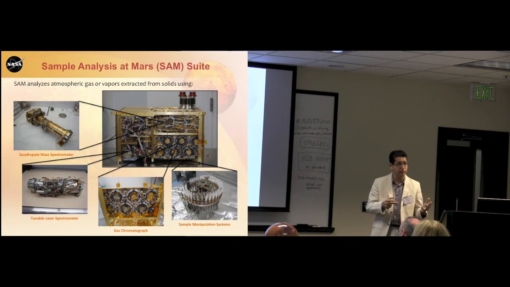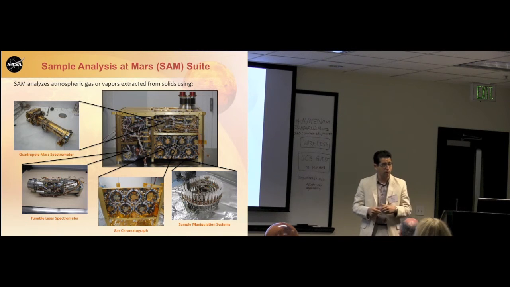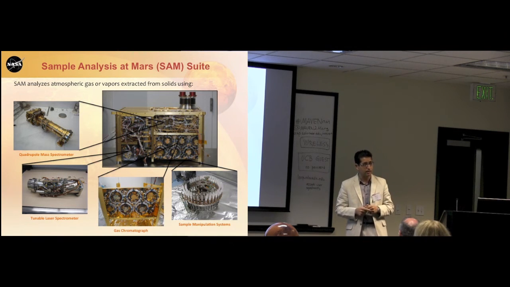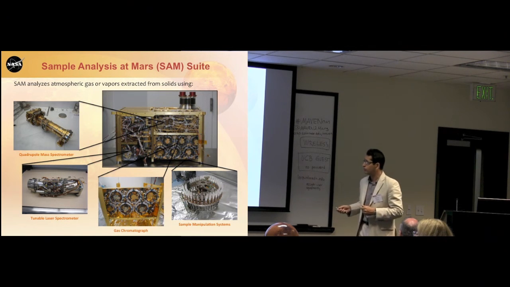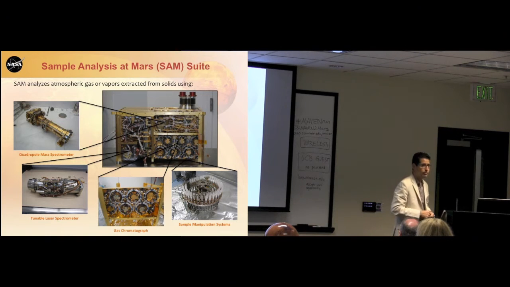We don't have to do that for MAVEN, because we don't expect to see any complex molecules up in the upper atmosphere. So we deliver to MAVEN a version that goes only to 150 mass units. Okay, you still could detect simple organics. Yes, but the instrument is pretty much the same.